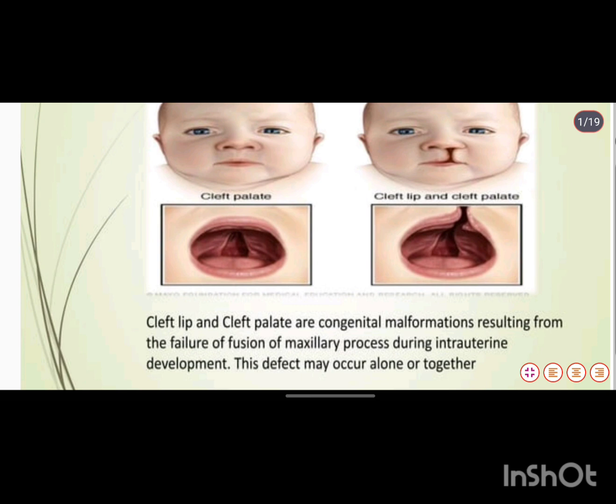So, the definition of cleft lip and cleft palate goes like this. It is a congenital malformation resulting from failure of fusion of the maxillary process during the intrauterine development, and this defect may also occur alone or altogether. Means cleft lip may occur alone or sometimes combined with the cleft palate, or cleft palate can occur alone or combined with the cleft lip. So it is usually a congenital disorder starting from the intrauterine life itself.